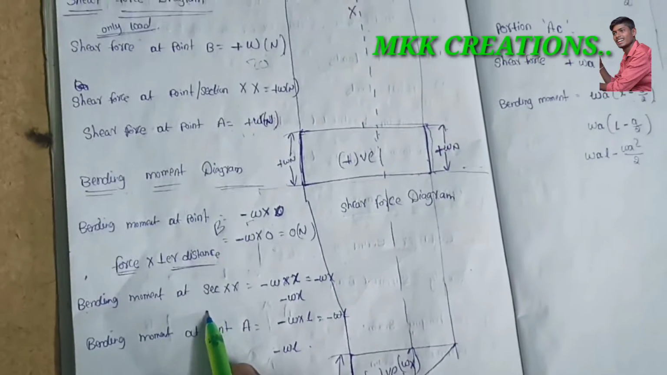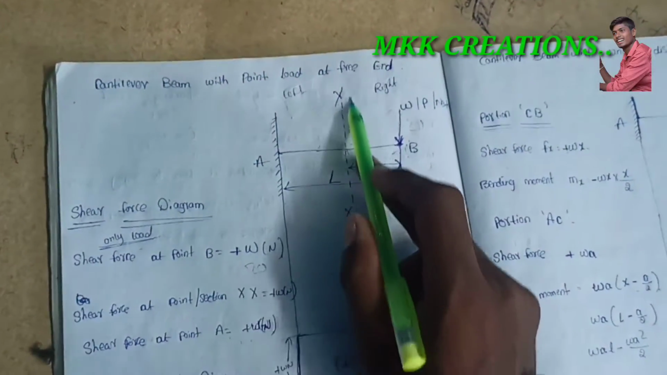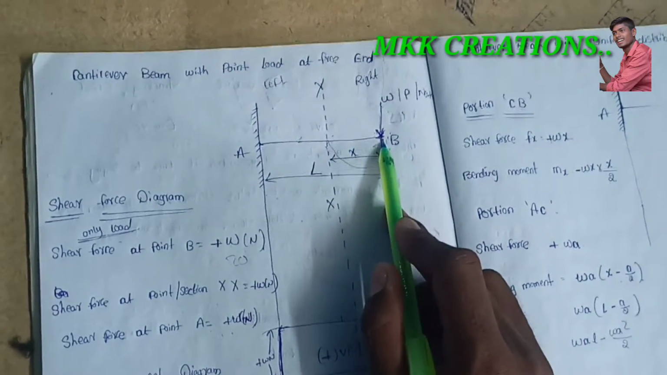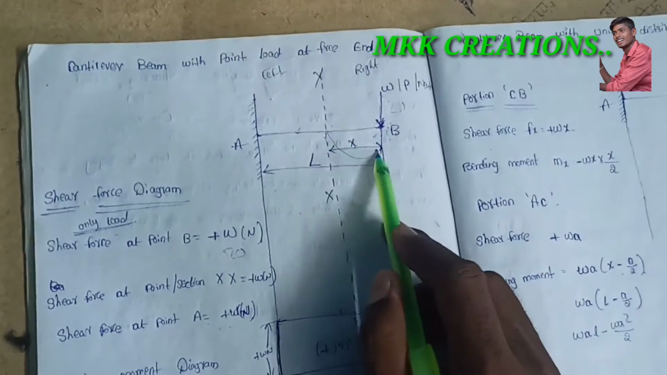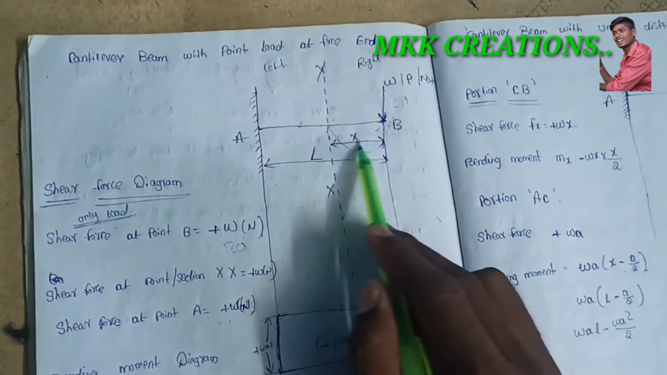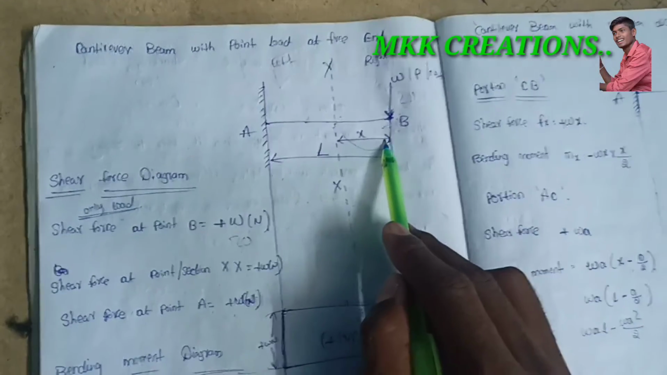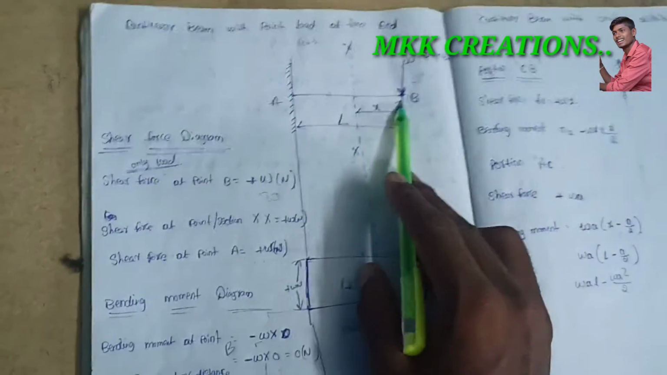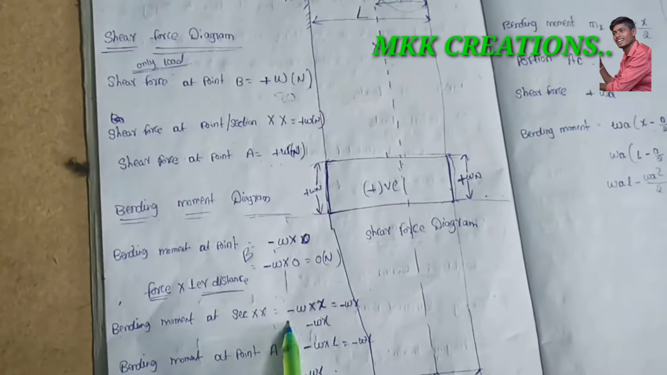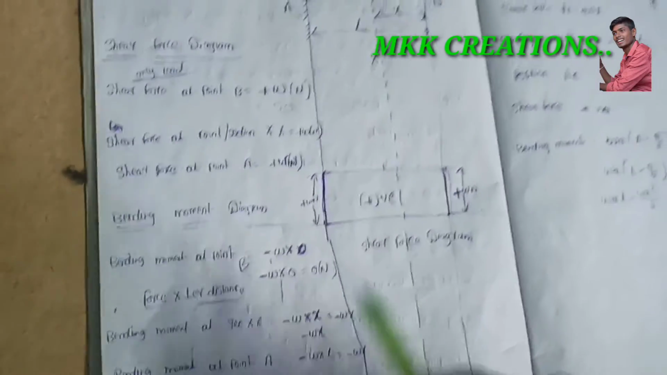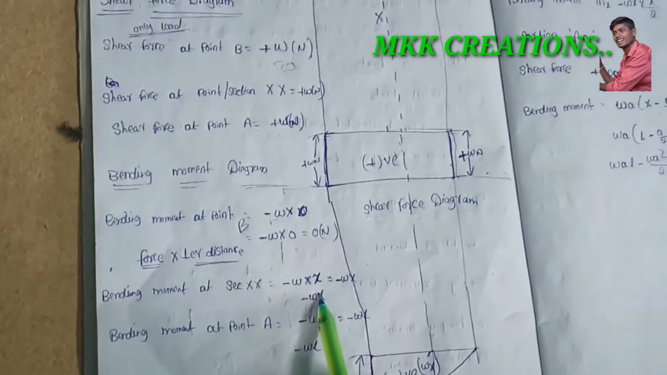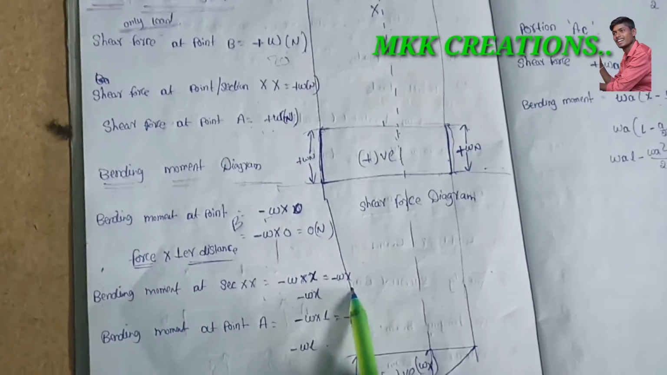Next, the bending moment at section XX. Now see the section XX. Moving from point B to section XX, how much distance? x distance. So load into distance for section XX is W into x. Here it is minus W into x. Why? Because minus means clockwise direction, as we already studied in the last class. So it is minus Wx only.